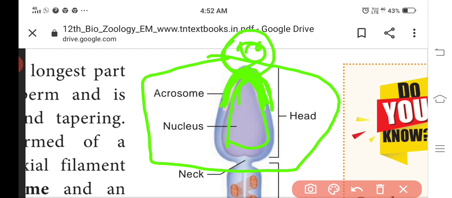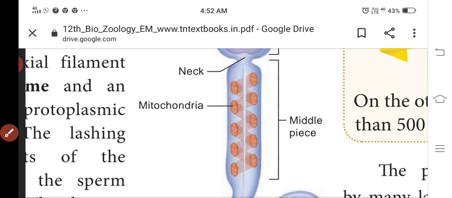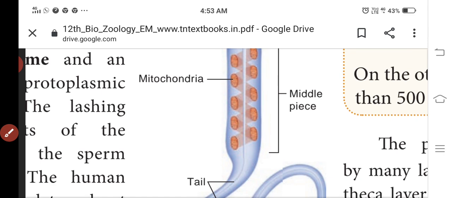Next we discuss the neck. It is short. The neck connects the head and the middle piece. It is very short and present between the head and the middle piece.